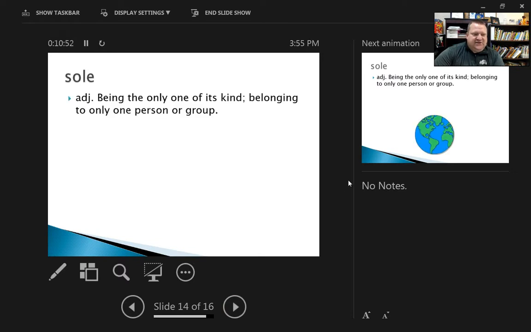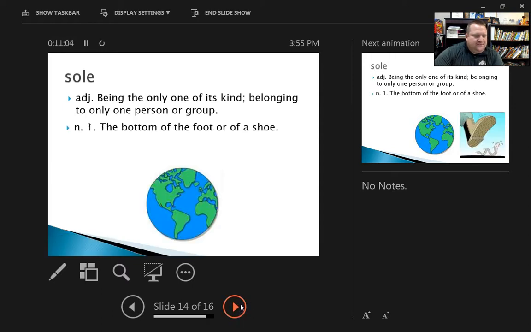The next word is sole. A couple different meanings for the word sole. The first is being the only one of its kind or belonging to only one person or group. Okay, we see here a picture of the earth. Why do you think they have a picture of the earth there? Well, the earth is the only planet that we've discovered so far that's been able to sustain life as we know it. So it's the sole planet in our solar system that's been able to sustain life. There might be others out there. We just haven't discovered them yet.